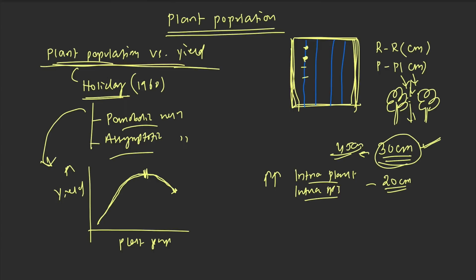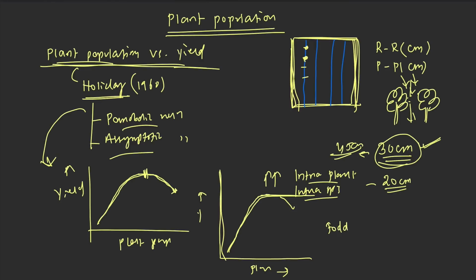Then another one is the asymptotic relationship. What happens here? Here this is plant population and this is yield, right? If we increase the plant population, the yield will go on increasing, and it reaches the plateau and remains constant. The yield is not decreasing. Mostly in forage or fodder crops, you can find this asymptotic relationship.